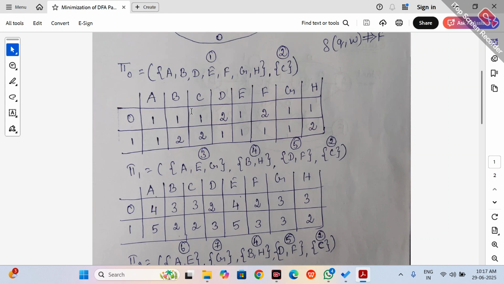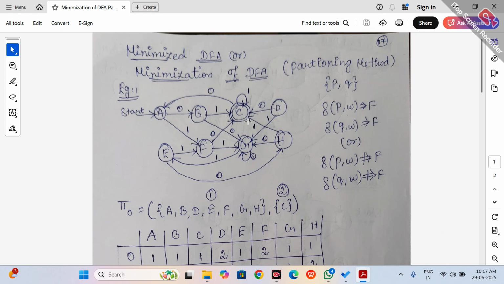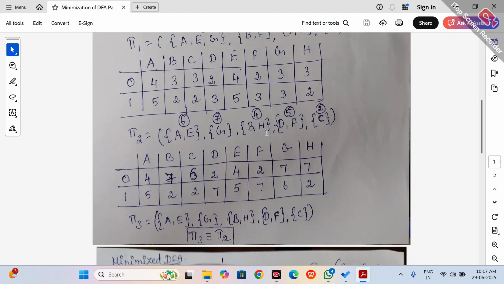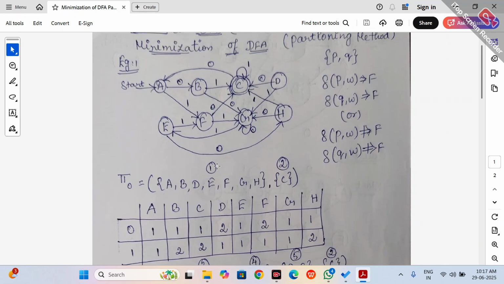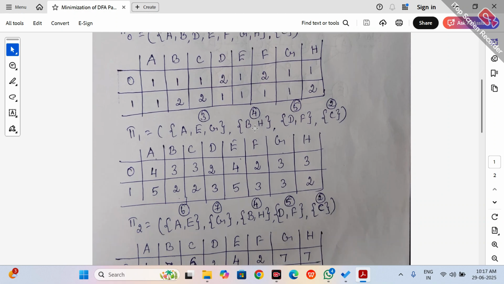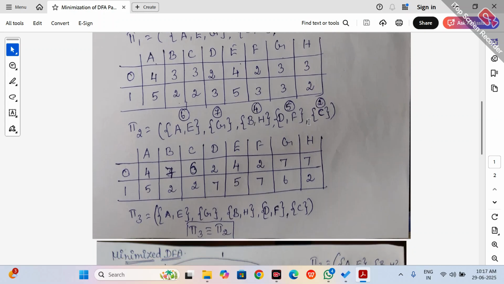Now for state C, input 0 goes to A and for 1 it is a self loop, A and C. A is in sixth group and C is in second group. For state D, 0 goes to C and 1 goes to G. C is in second group and G is in seventh group for state D.